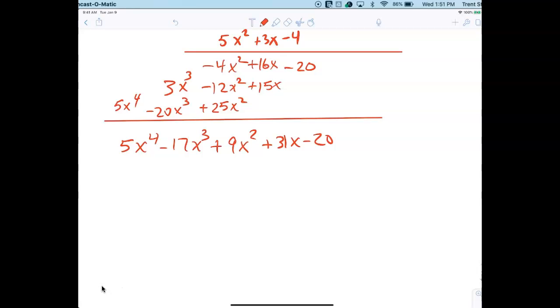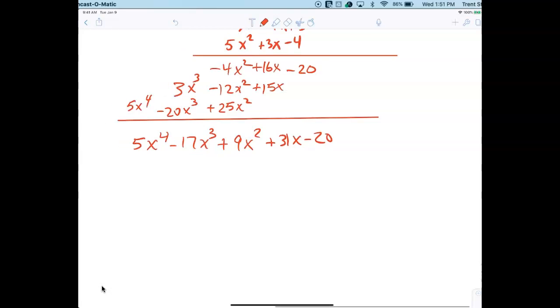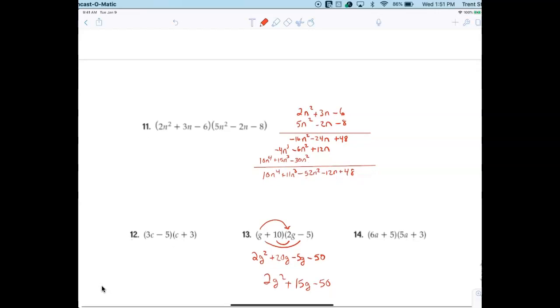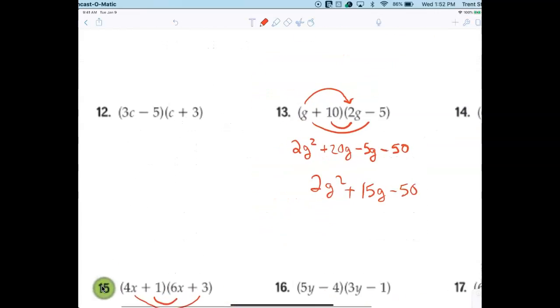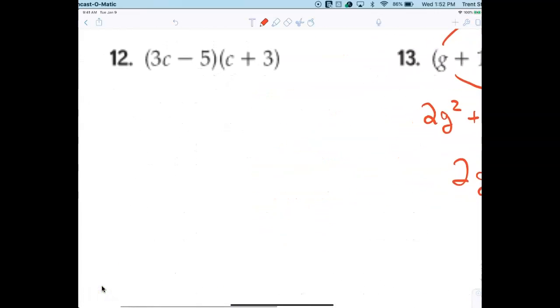Just have to remember way back to the good old days when we had to multiply a 3-digit times a 3-digit. Super annoying, and we're not going to do it much. I just want to know that you can. So now, here we go. Let's check out 12. Now this one we're going to practice the mental part.